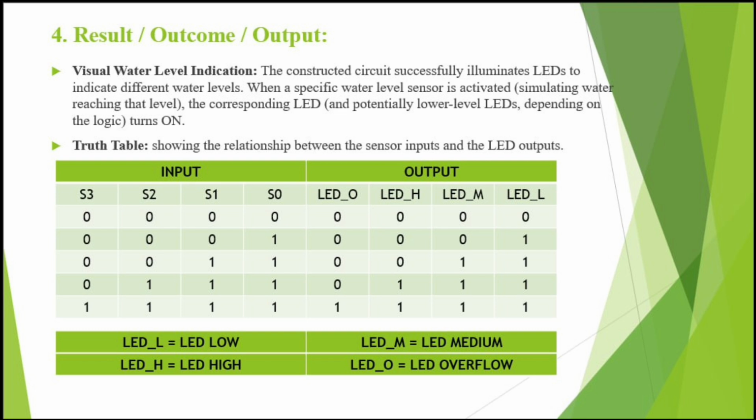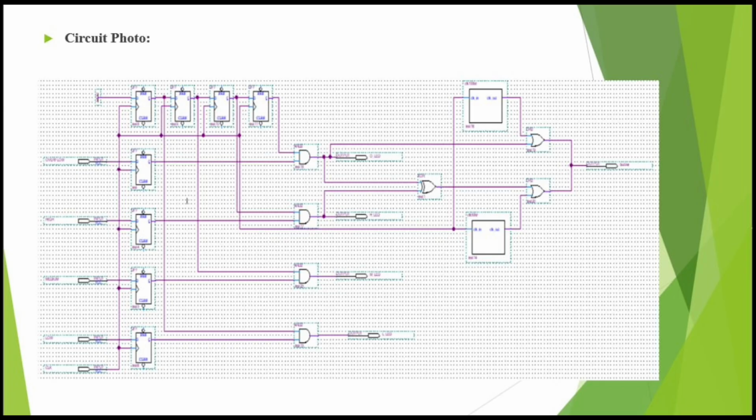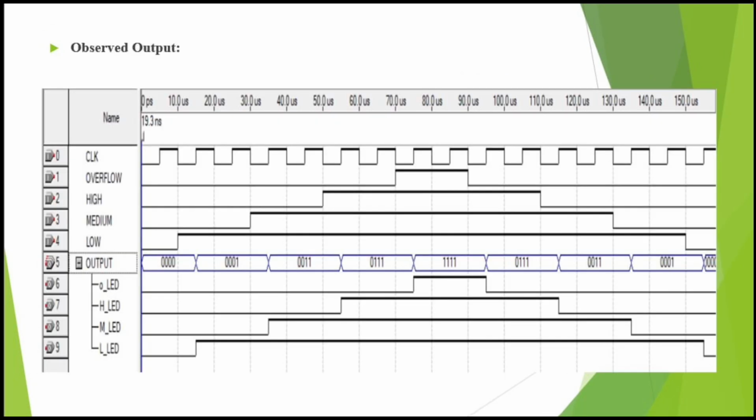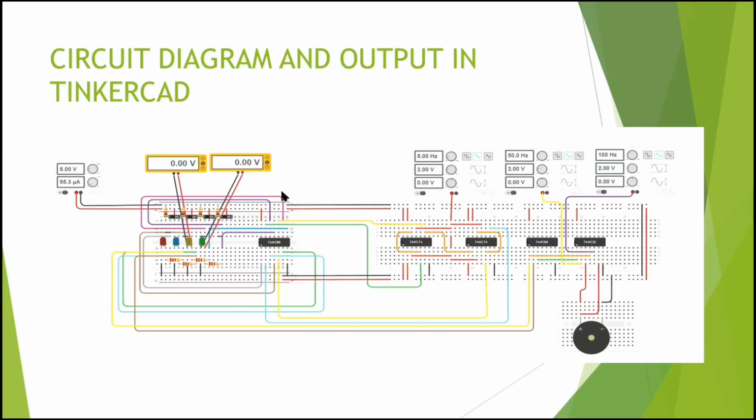Number 4. Result. Visual water level indication. The constructed circuit successfully illuminated LEDs to indicate different water levels. When a specific water level sensor is activated, the corresponding LED turns on. Circuit photo made in schematic. Observed output shown in waveform type. This circuit follows the schematic diagram and was made in Tinkercad software.